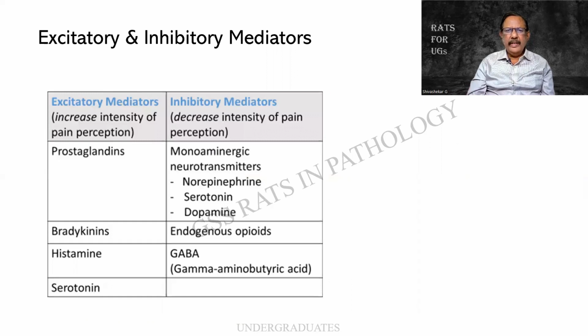What are the excitatory and inhibitory mediators of pain? This is the list. Excitatory will be prostaglandins, bradykinin, histamine, serotonin also. And these are the inhibitory mediators. So, more than this, pharmacology can be playing a role.